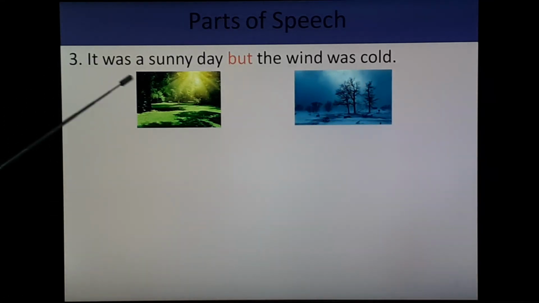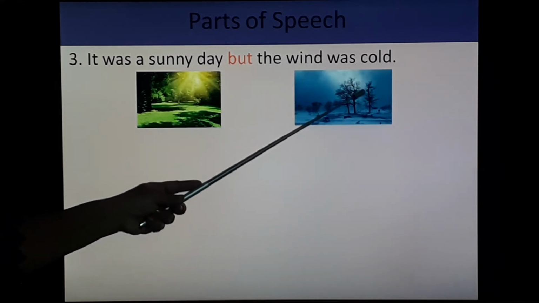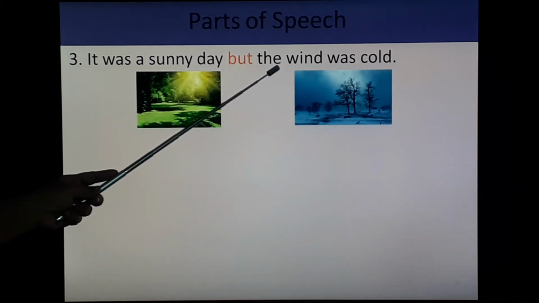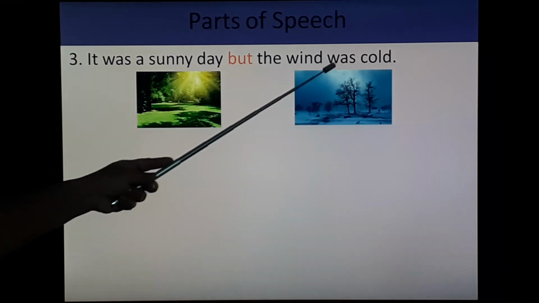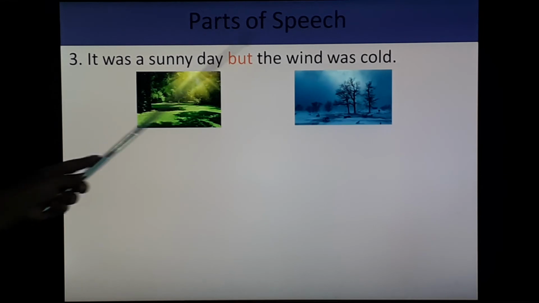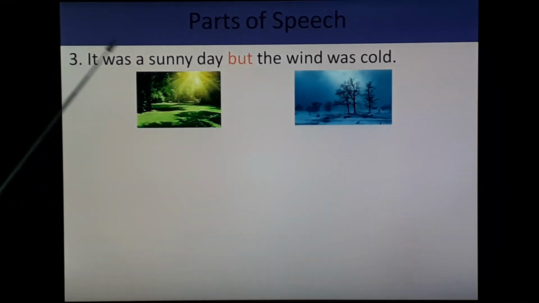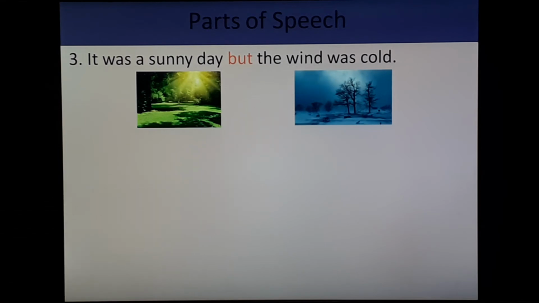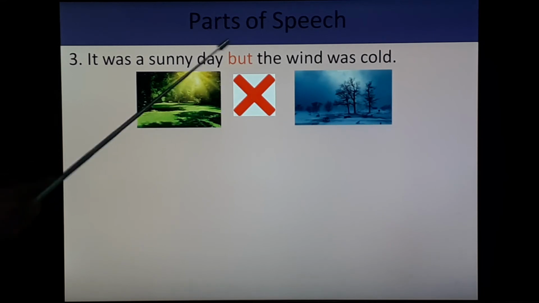Next, it was a sunny day but the wind was cold. So, usually on a sunny day we feel hot, but here a contrasting thing is given in the second sentence. The wind was cold. That's why here but is mentioned to join two sentences together. It was a sunny day but the wind was cold. So, for but we have used here the opposite sign. Contrast.